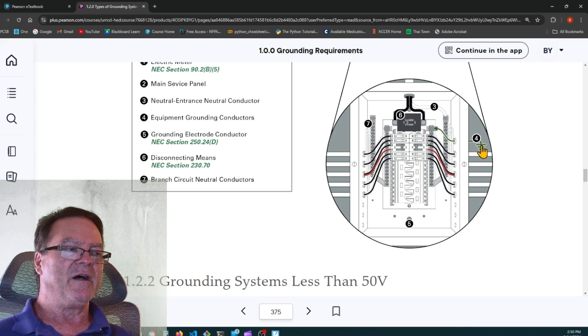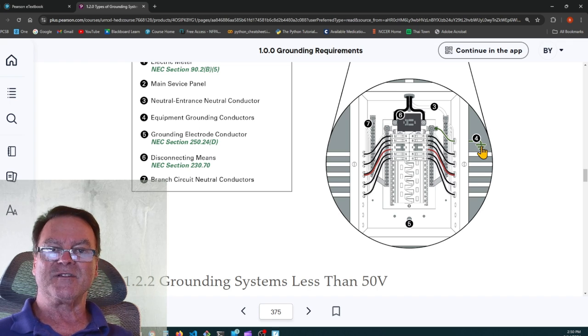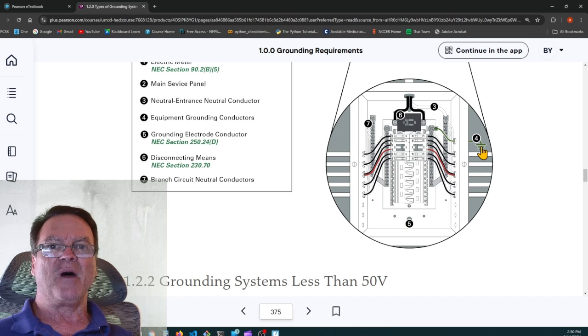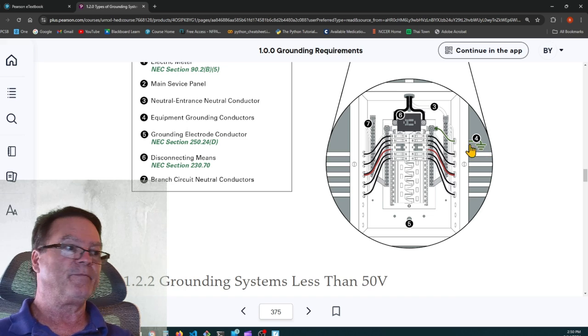It could be a ground ring. It cannot be the cold water ground solely. If you have cold water, you have to bond it, but you can't use the cold water pipe as the sole means of being the grounding electrode. It has to have a supplemental grounding electrode. And you're not allowed to use metal gas pipe underground as a grounding electrode. Again, it must be bonded to the system, but it cannot be used as a grounding electrode.